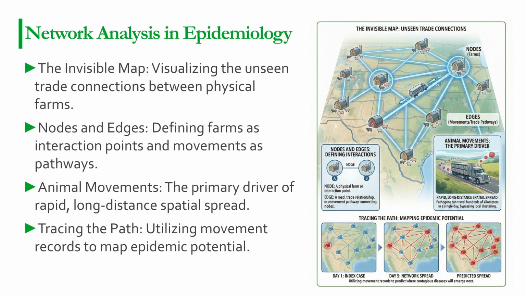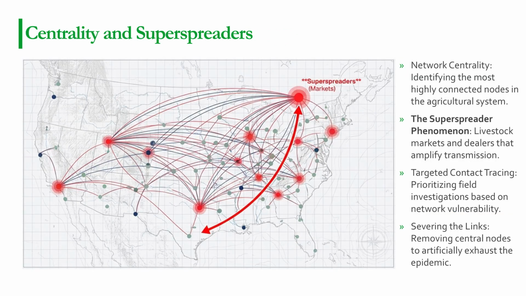By combining network analysis with geographic information system data, we can trace contact patterns and estimate where transmission risk is highest and where spread is most likely to occur next. This supports targeted tracing, surveillance, and control. Within an animal movement network, not all farms or facilities play the same role. Some livestock markets or dealers have far more connections than others. We measure this using centrality metrics.